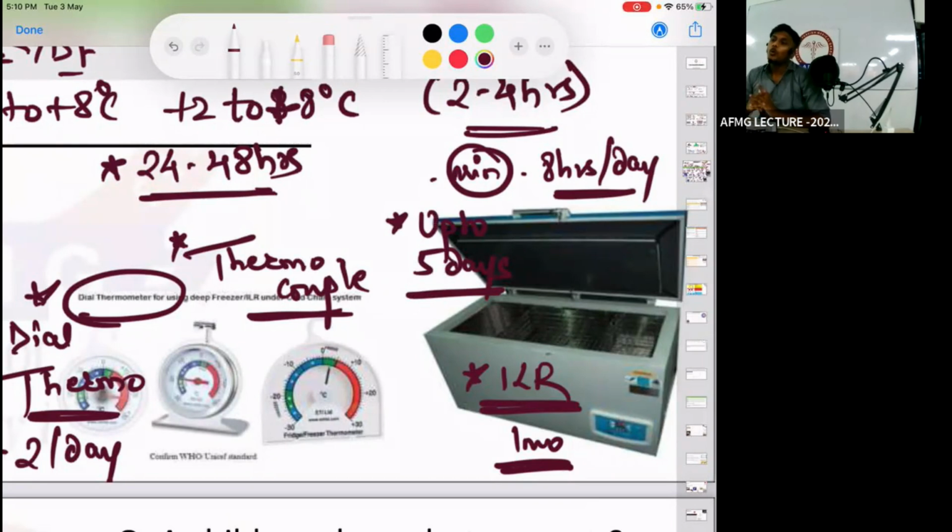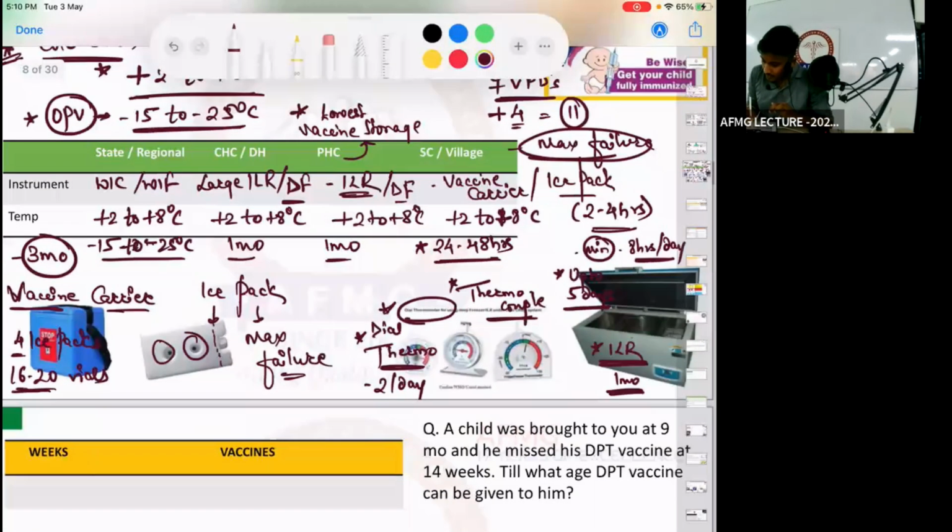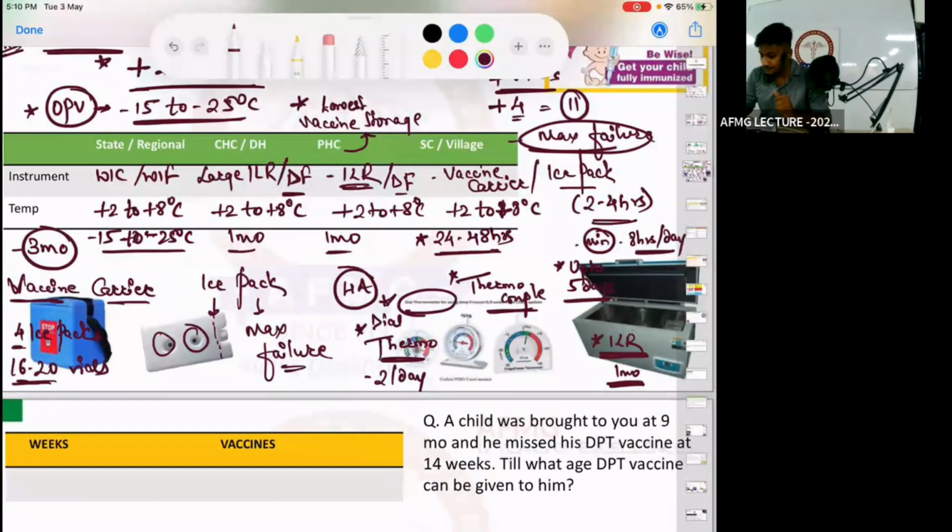Last question from this cold chain. Please let me know which is the healthcare worker who measures the temperature at the level of PSC of this ILR. It is a health assistant. Remember, at PSC we have the health assistant. No multi-purpose worker, no other people. So who measures the temperature of ILR? The health assistant, located at PSC level. No issues with this funda.